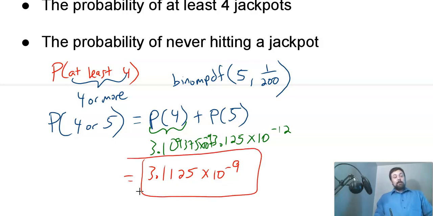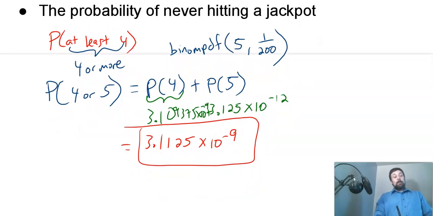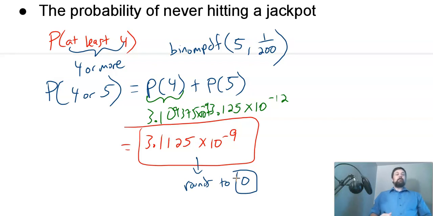If MathExcel, I keep calling it MathExcel, if my stat lab asks you to round this number to like 3 or 5 or 7 decimal places, it rounds to 0. It's practically impossible to win the jackpot this much. So this rounds to 0 if it asks you to round it. Okay, so that's the probability of hitting the jackpot at least 4 times. That means 4 or 5.